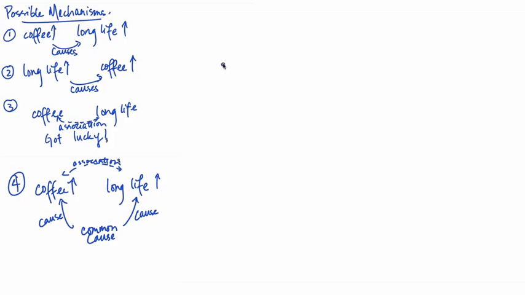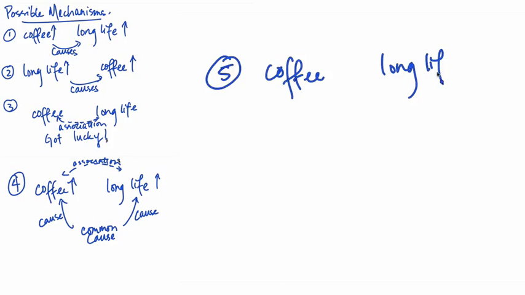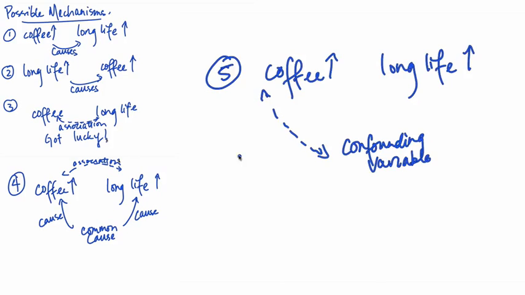And finally, there could be confounding variables. Confounding variables vary with the explanatory variable, so we don't know if we can attribute changes in the outcome to the explanatory variable or to the confounding variable.